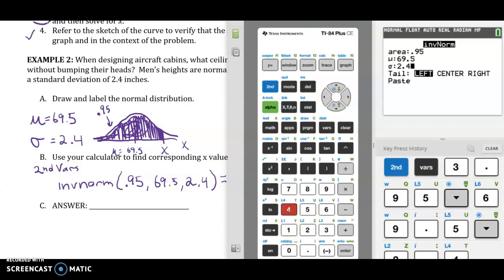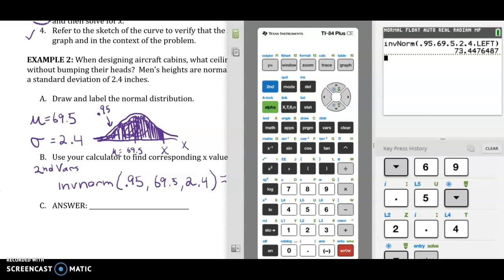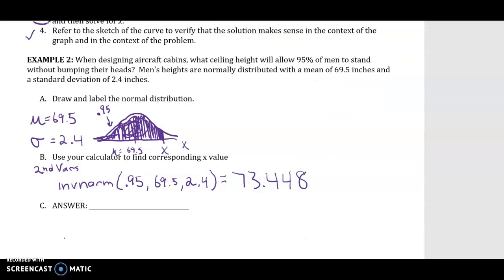Now, most of us on our calculators can only find the area to the left. But some of you might have the option of selecting a tail. And I'm trying to find an area to the left because that's what's shaded. So I'm going to select left. If you don't have that tail option, don't worry about it. And then you'll press enter. And we get 73.448. Because our calculations generally go out one decimal place more than our original data, I'm going to say the answer is 73.45 inches.